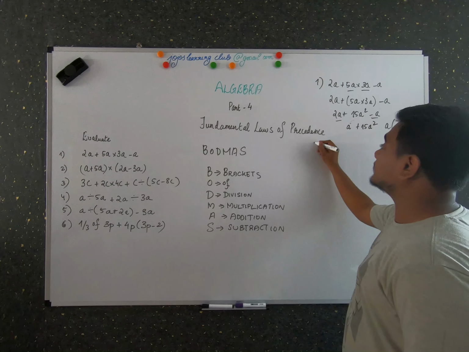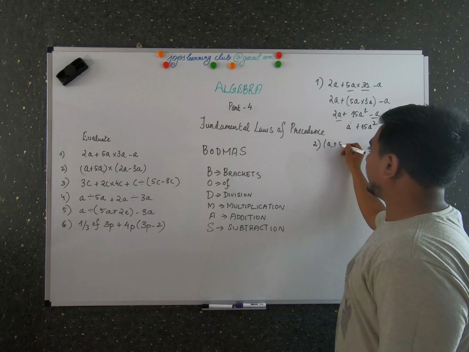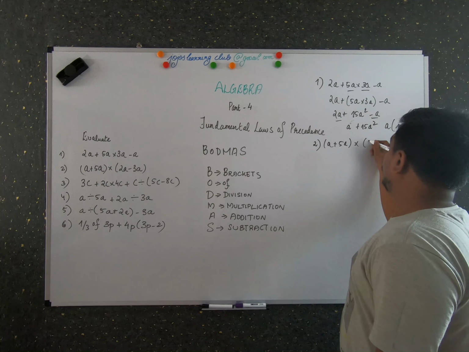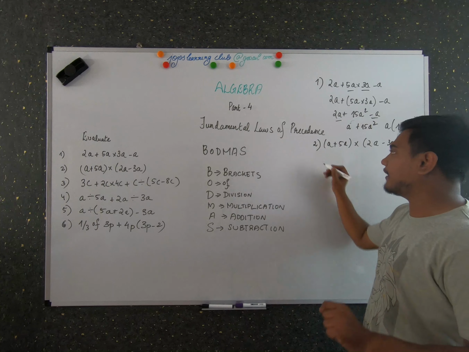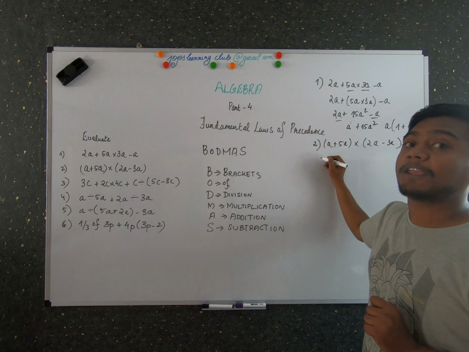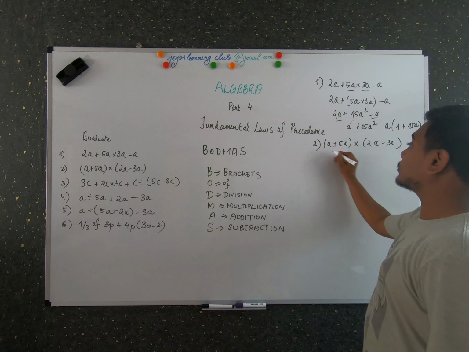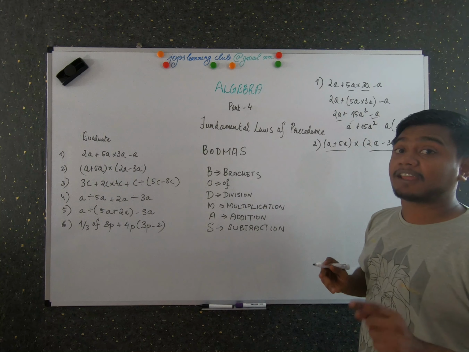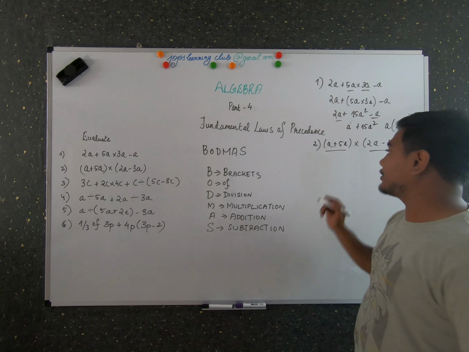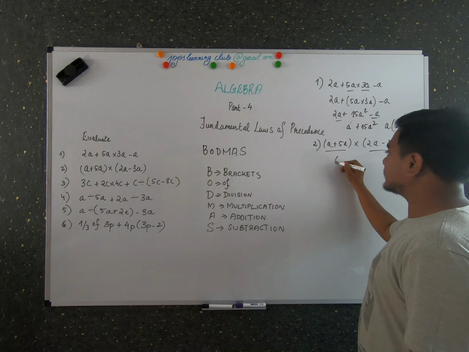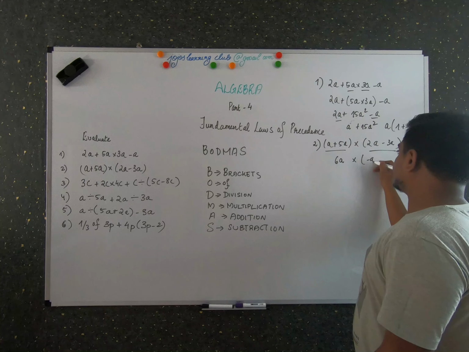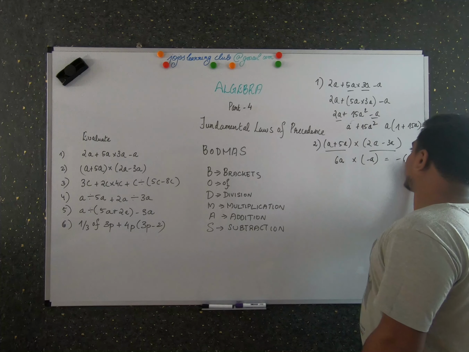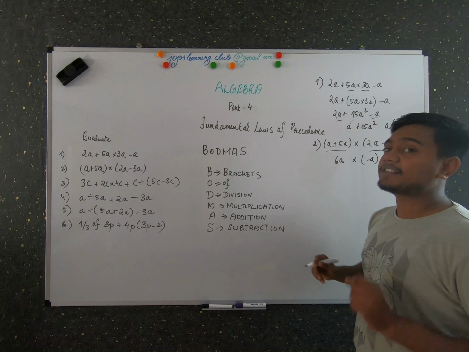And now let's do the second problem. A plus 5a into 2a minus 3a. So use the law of precedence. As I said, brackets should be given the highest priority. So we are going to add both these brackets, and only then do the multiplication. So a plus 5a is 6a, into 2a minus 3a is minus a. 6a into minus a is minus 6a square. So this is the answer.